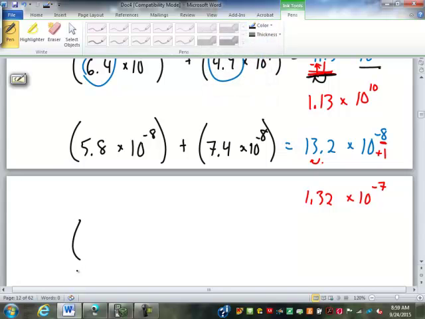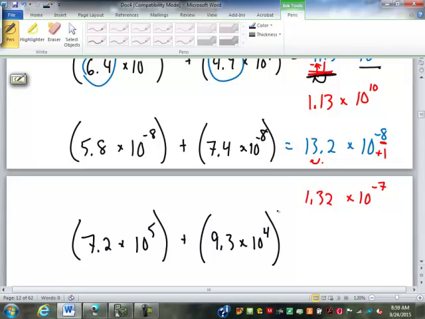What if they don't have the same power of 10? What if we have 7.2 times 10 to the 5th plus 9.3 times 10 to the 4th? Just like with our fractions, we cannot add them the way they're written, but we can change their names so that we can add them. We can give them the same name.